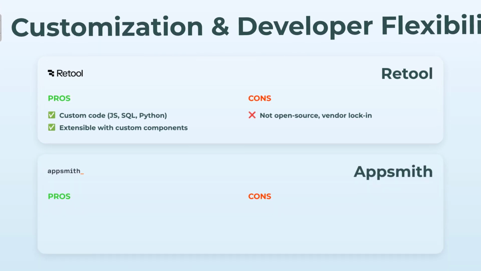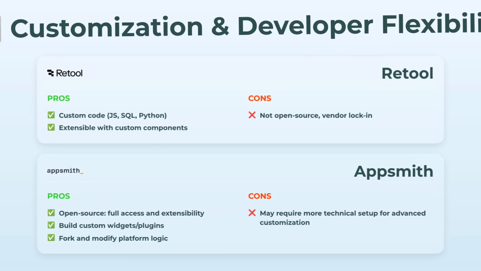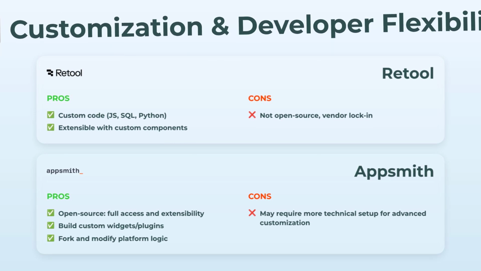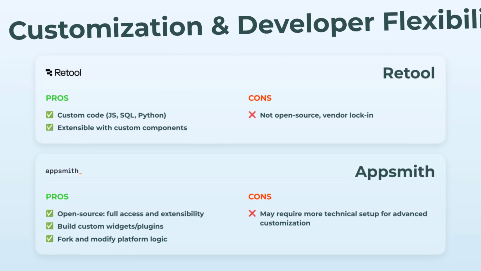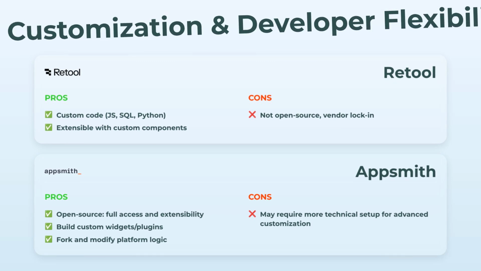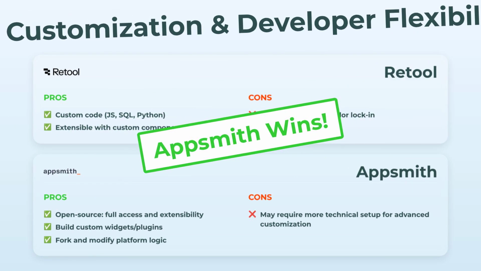Now, Appsmith, this is where open source shines. You get full access to everything. Want to build custom widgets or plugins? Go nuts. You can even fork and alter the whole platform logic if you're feeling adventurous. It might take a bit more technical elbow grease for deep customizations, but you've got control. Appsmith takes the win for flexibility and dev power.